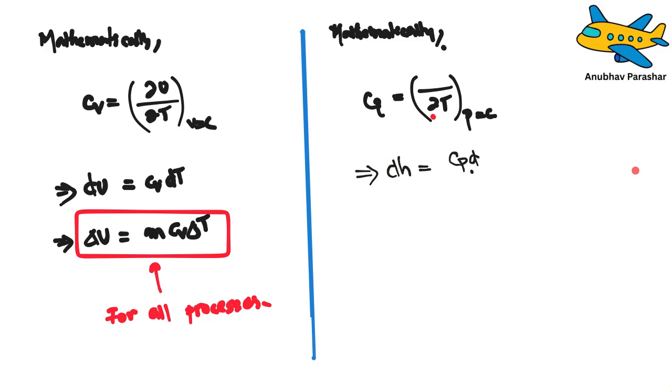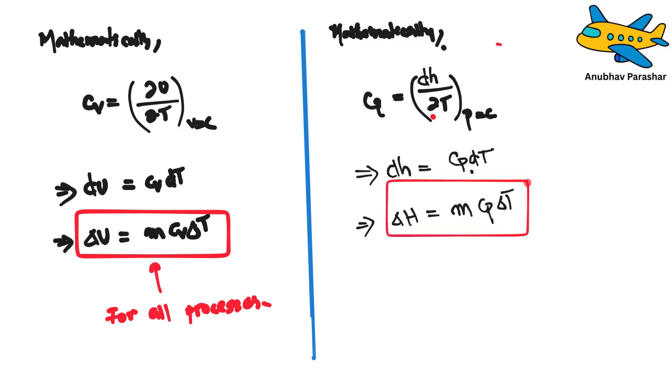Why am I writing dH here? This would be dH. Again, my bad. dH is equal to Cp dT. Or if you want to write out the total change in enthalpy, it is going to be mCp delta T. And this is also valid for all the processes. The change in enthalpy is always going to be mCp delta T for all processes.